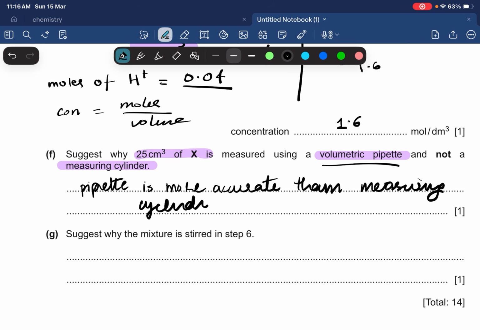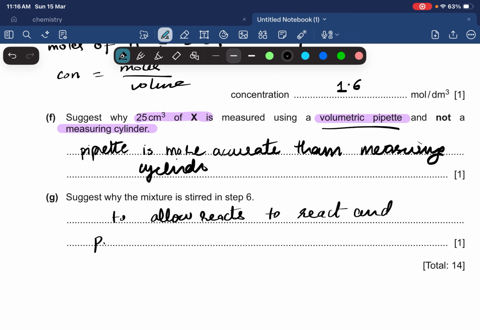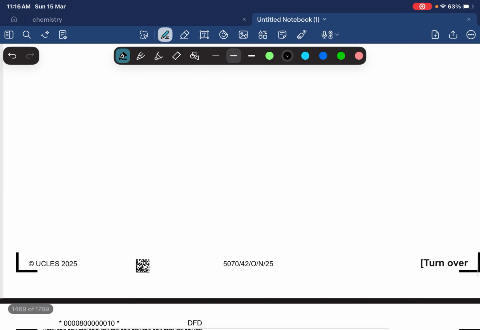So just why the mixture is stirred in step 6. Why do you stir a mixture? To allow the reactants to react. There's no rocket science in stirring the mixture. You just do it to allow reactants to properly mix or react and be properly mixed together. That's the thing.